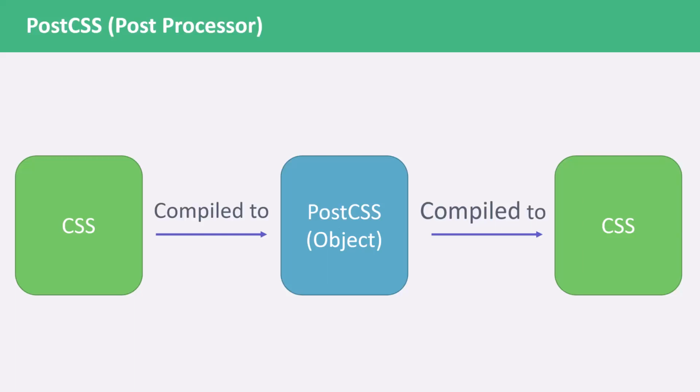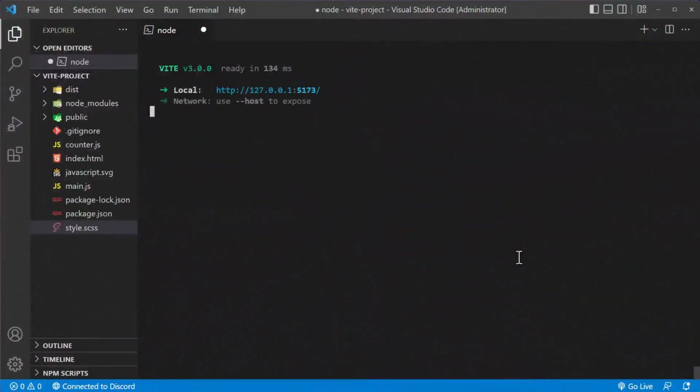The advantage here is that we can use JavaScript to interact with our CSS code. This is why it's called PostCSS. It is a library that can modify your CSS code after you've written it. PostCSS is popular within the Vite and Vue community.